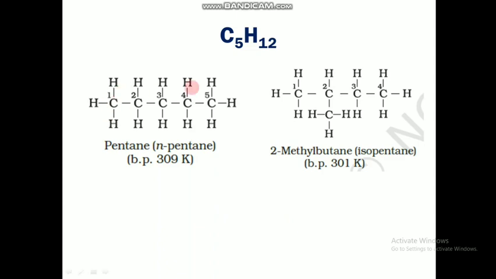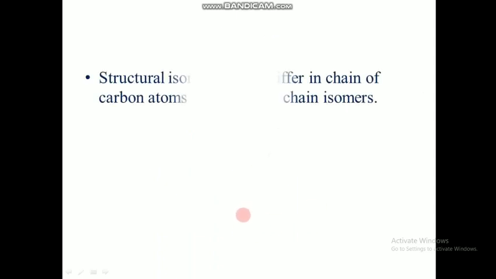As they show a difference in the structure, they are known as structural isomers, or the isomerism is due to the structural change. And one more particular thing we can tell: the structure differs in the chain. So the chain structure is different here. Once it is a long chain, once it is a branched chain. And that's why we can call them chain isomers also. So structural isomers which differ in their chain of carbon atoms are known as chain isomers.